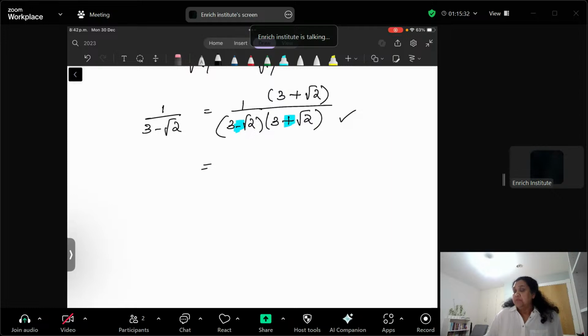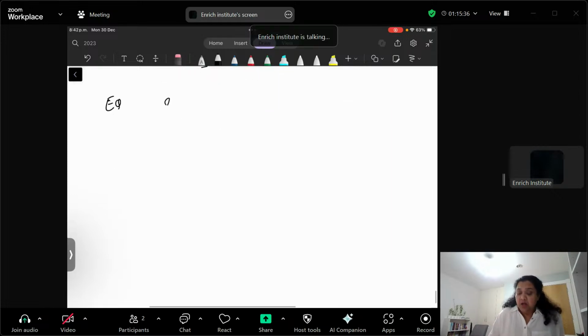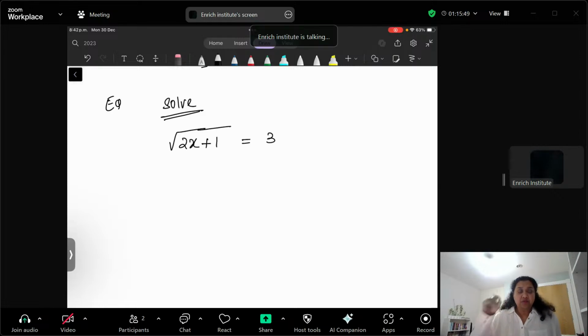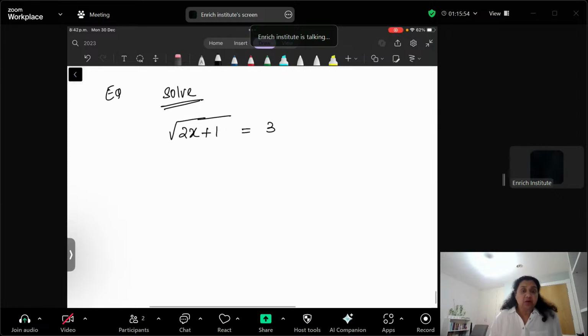Now here, another exam question is, how will you solve this equation? Let me get a sample question. Square root of 2x plus 1 is equal to 3. This is a mandatory exam question. I have seen these questions coming up again and again. So square root of 2x plus 1 is equal to 3.